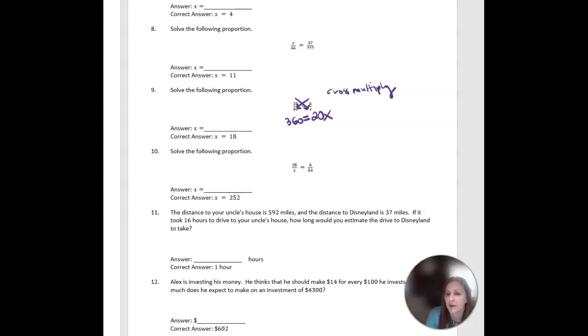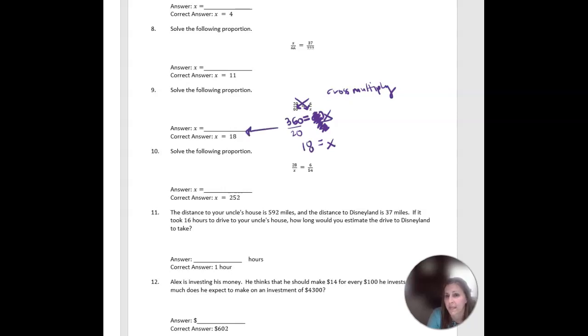And then the opposite of multiplying by 20 is dividing. So we would divide both sides by 20. And these 20s cancel. So 20 divided by 20 cancels. And we have 360 divided by 20. Your zeros would cancel. 36 divided by 2 is 18. So the answer is 18.